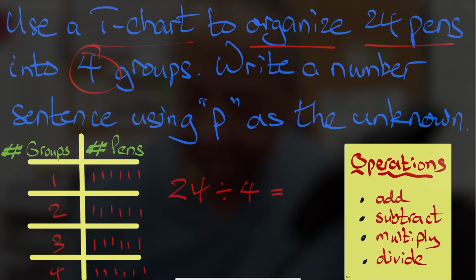But the question is asking me to use P, use a variable. So there you have it. 24 divided by 4 equals P. Hope that helps.